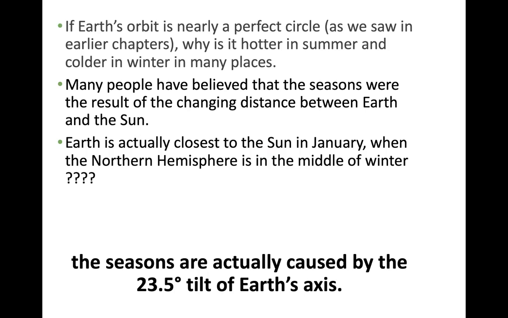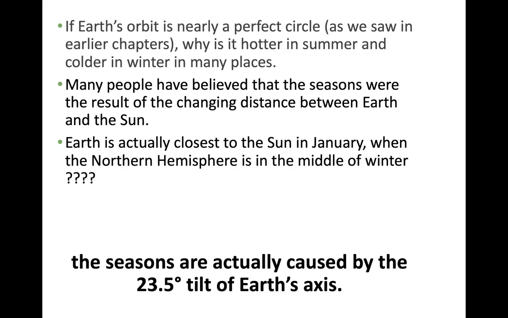And the question that we have to answer is why it is hotter in summer and colder in winter in many places. When we say winter, it means colder, and when we say summer, it is hotter. So there should be a reason for that, right? Now, most people believe that the seasons are a result of the changing distance between Earth and the Sun.